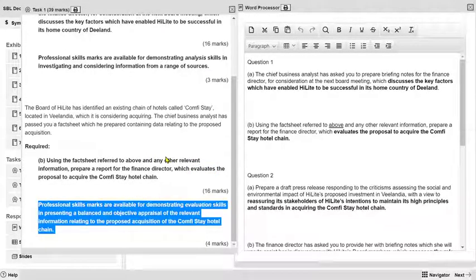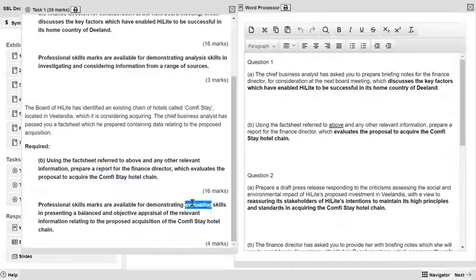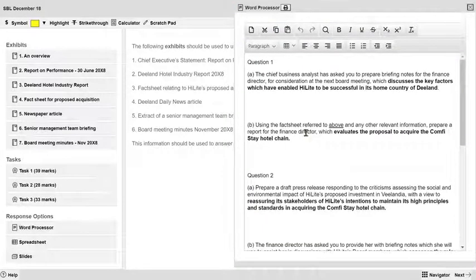Professional skills marks are available for demonstrating evaluation skills, and they will also give you some hint in presenting a balanced and objective appraisal of the relevant information relating to the proposed acquisition of Comfy Stay hotel chain. Okay, so it's a report and it's an evaluation skill. So now I will close this because I have this requirement here as well.